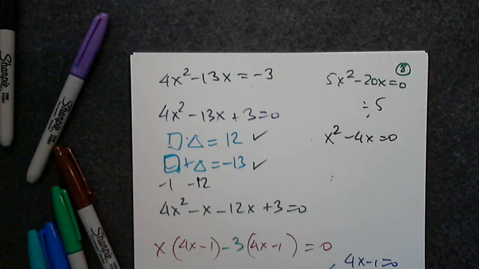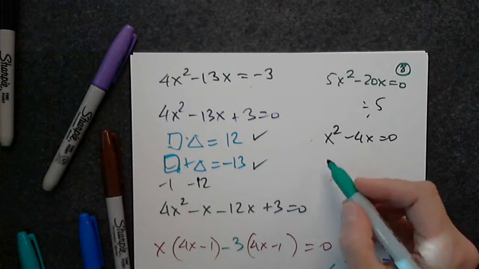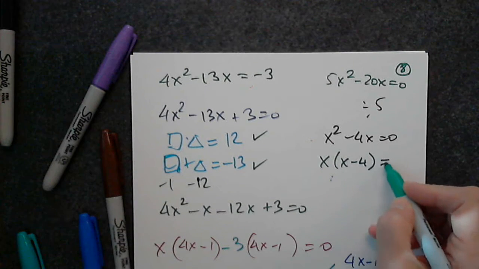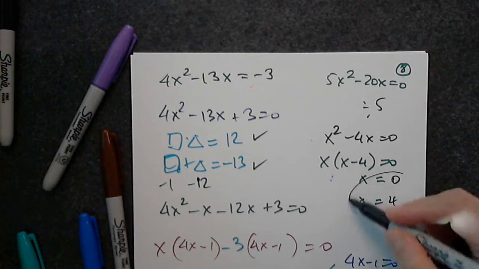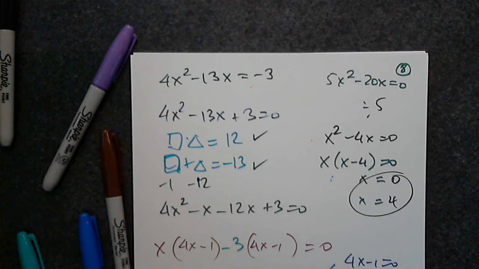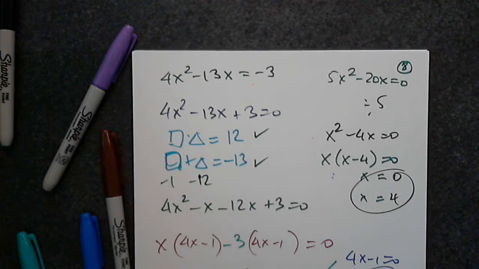I will have to factor out. That's it. And I'm done. I get two x values right away. Doesn't need anything. Say it again? Yes, of course. Thank you. 0 and 4. That is the easiest type of quadratic equation that you can find.